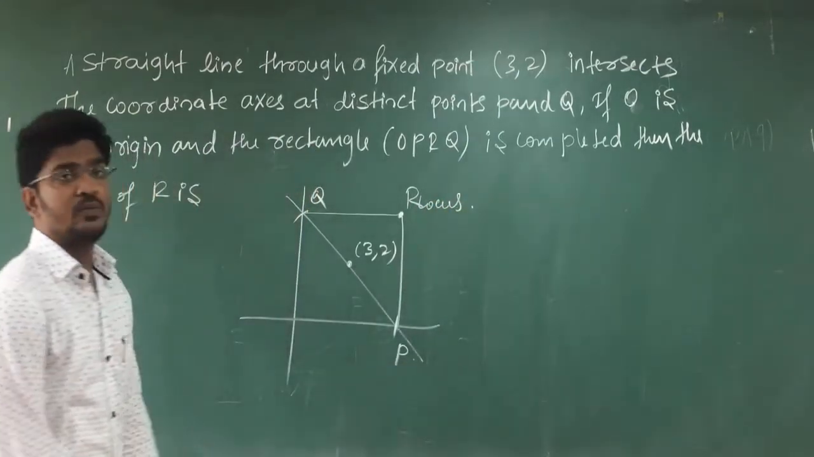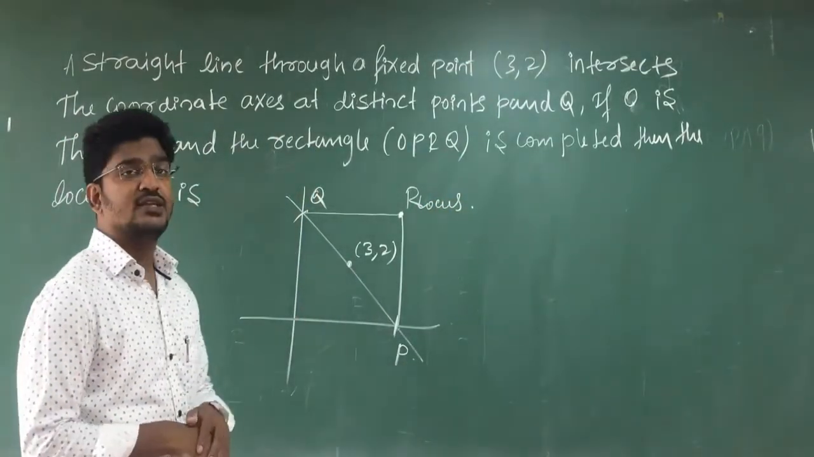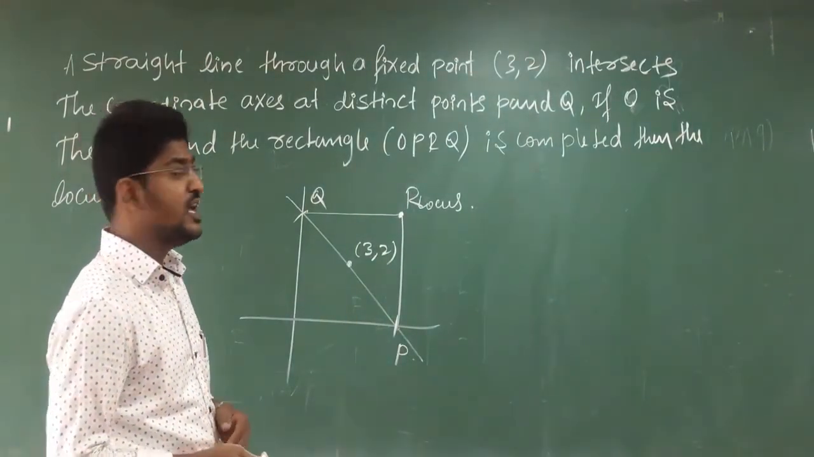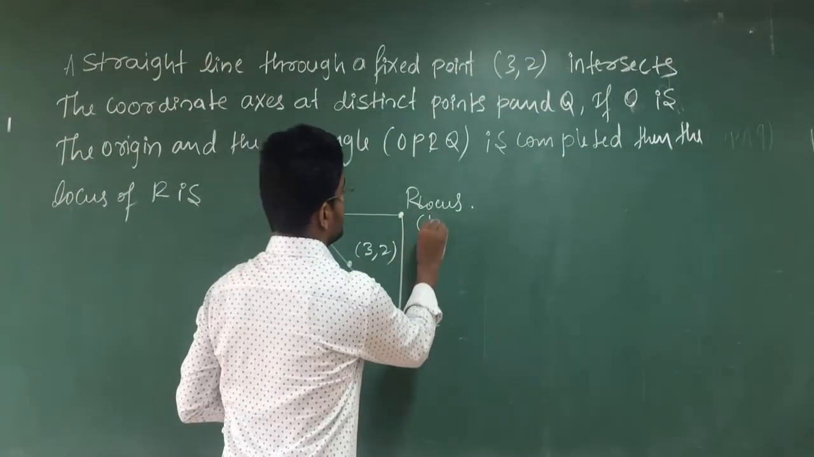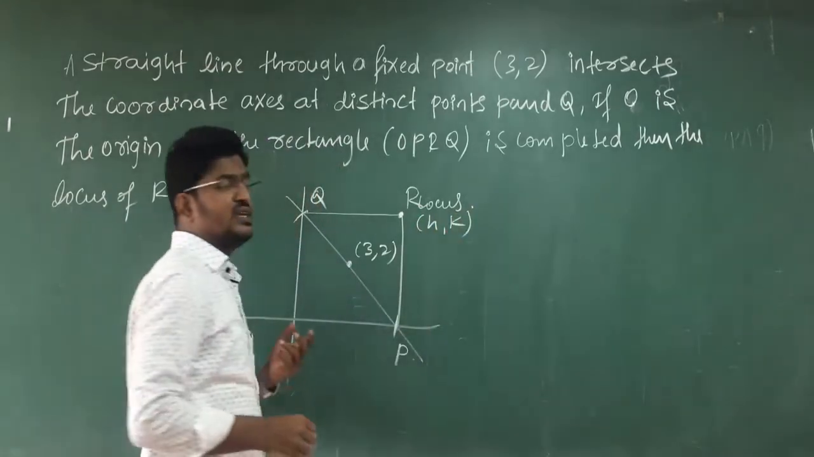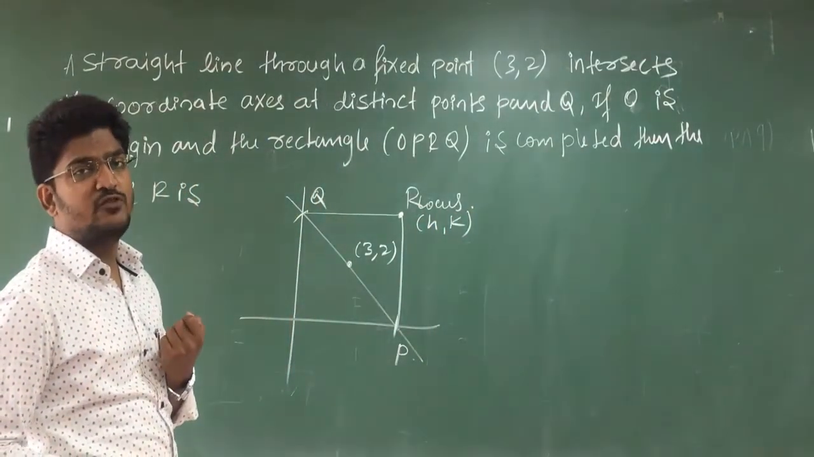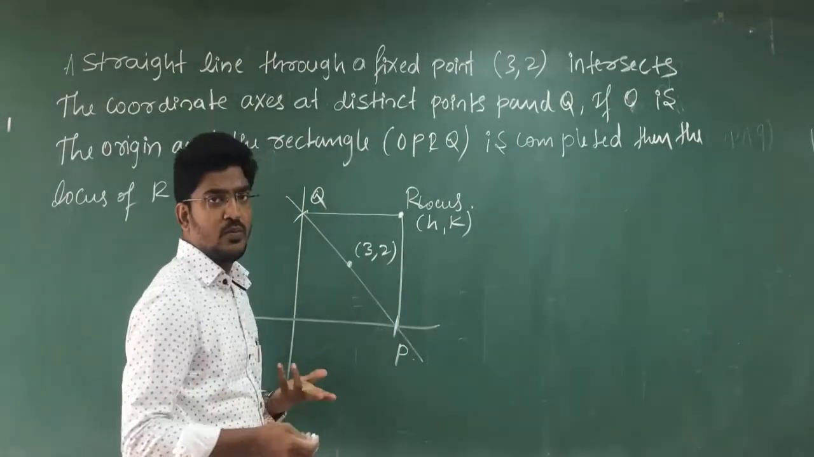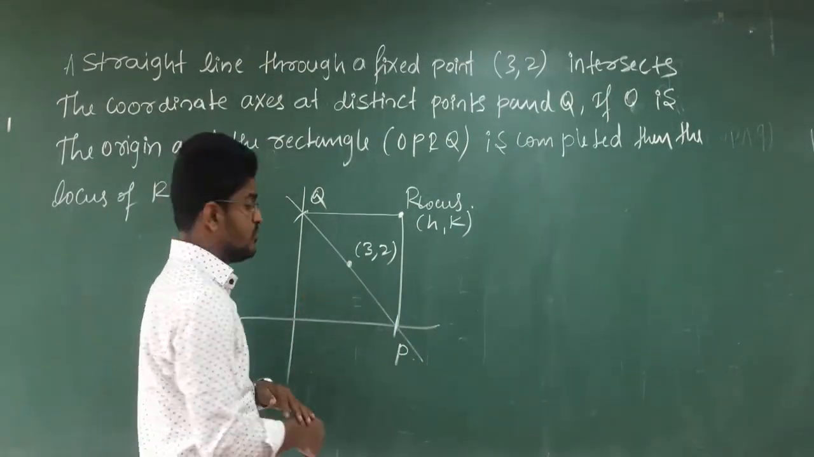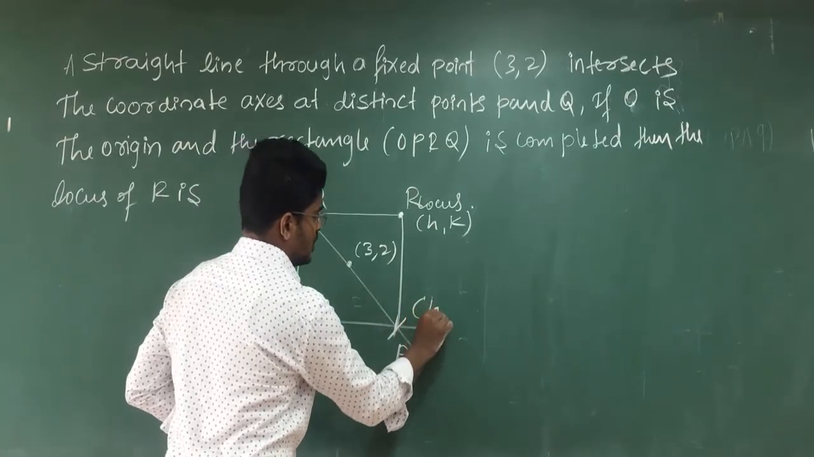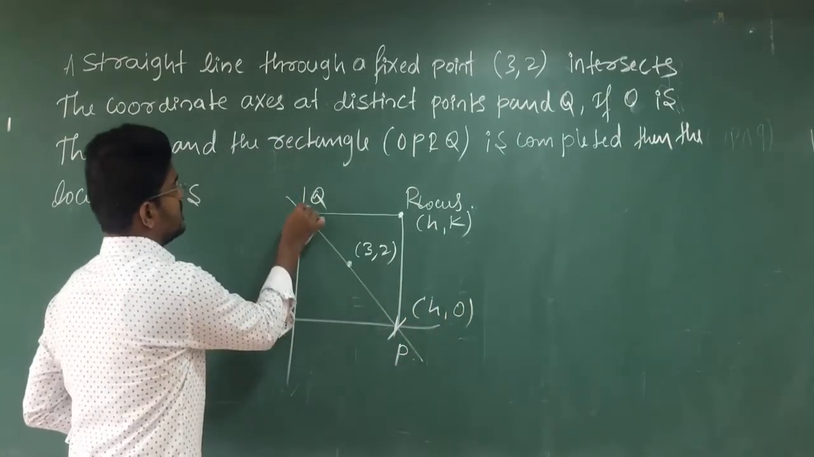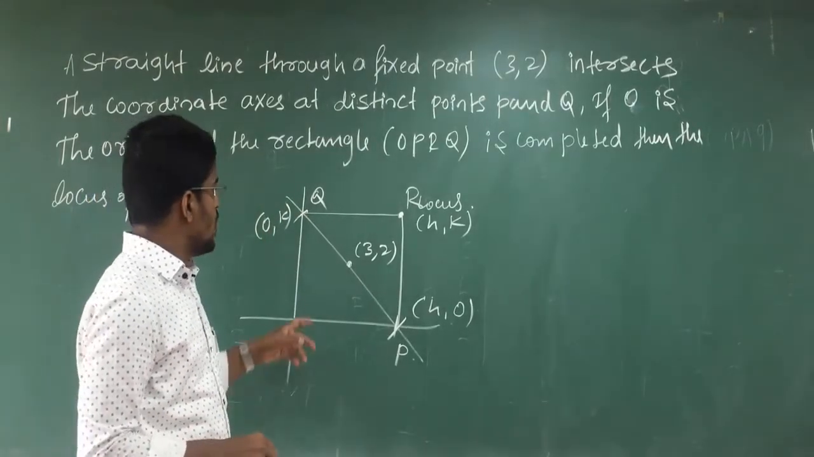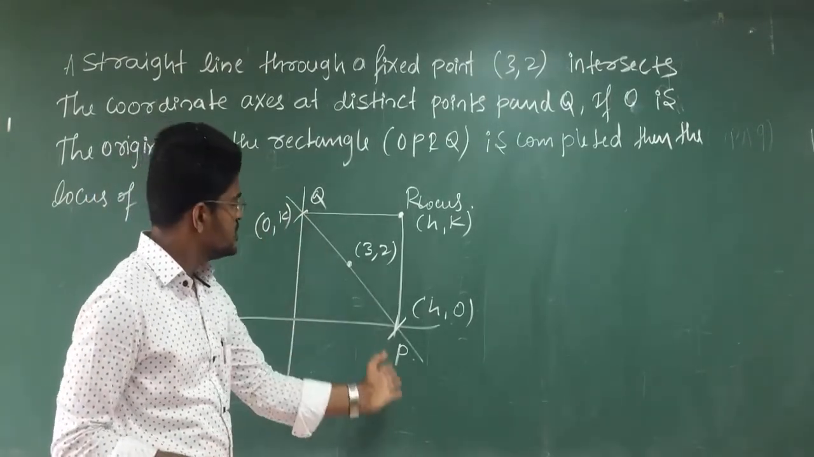Okay, so no problem. Let us solve. I will take R as (h, k). You can take (x, y) also, no problem, but for my consideration I am taking (h, k). So this will be (h, 0) and this will be (0, k). So I will calculate the slope of this particular line.